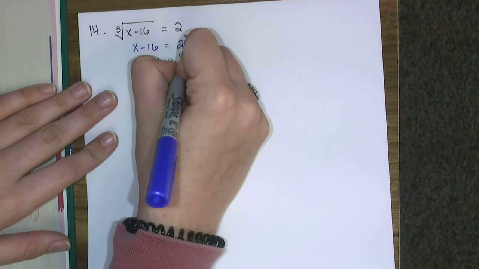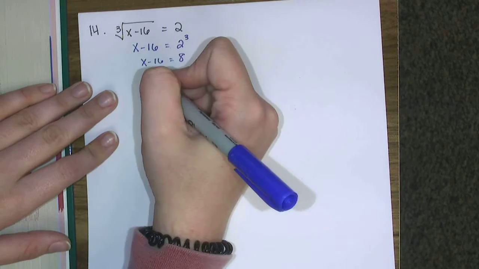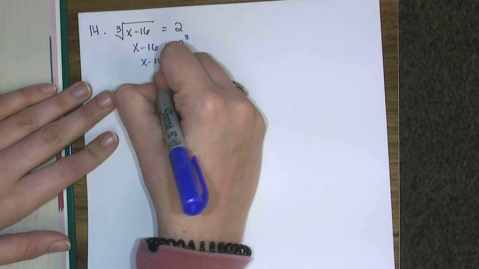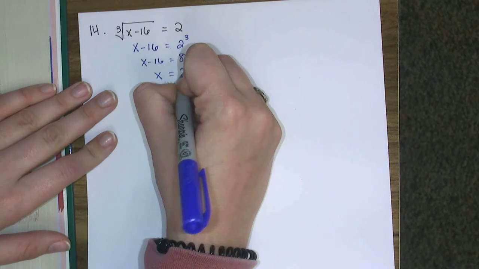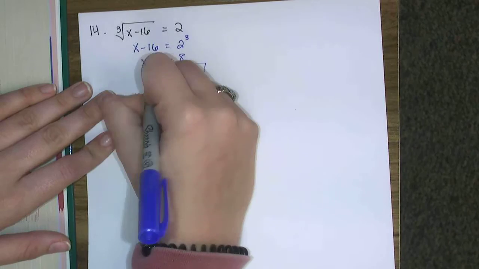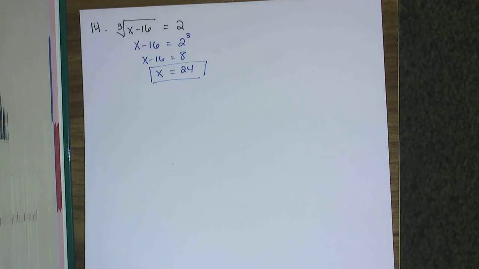Now I just got to get x by itself, so to do that I need to add 16. So x is equal to 8 plus 16 is 24. So x is equal to 24, and again you could plug that in over here. 24 minus 16 is 8, cube root of 8 is 2, which is equal to 2. Let's see, something a little harder.